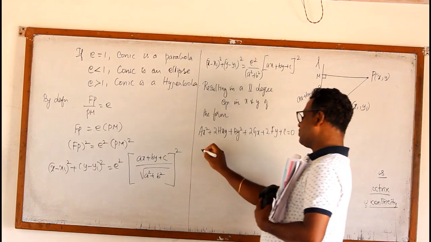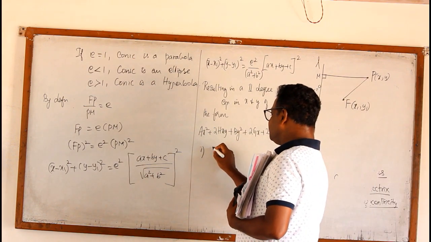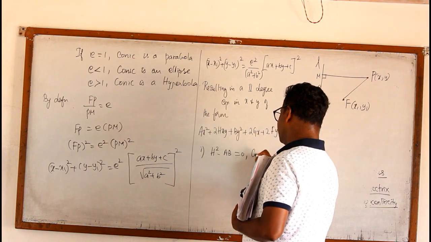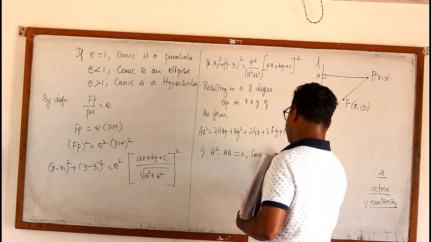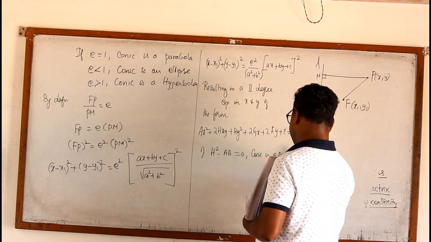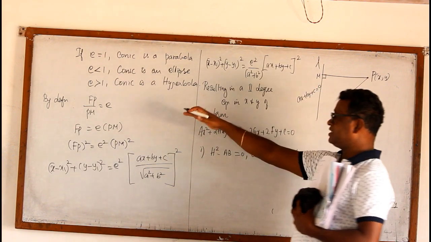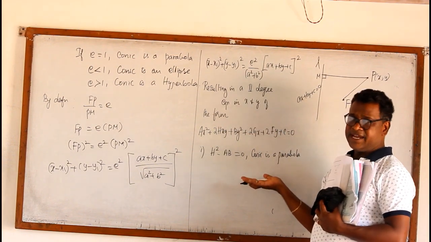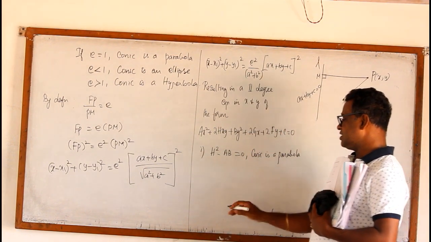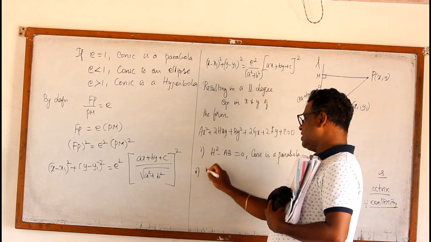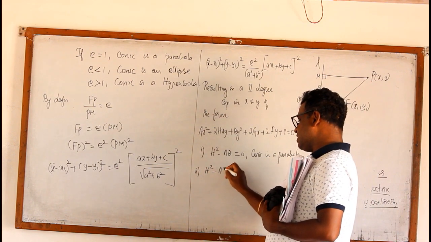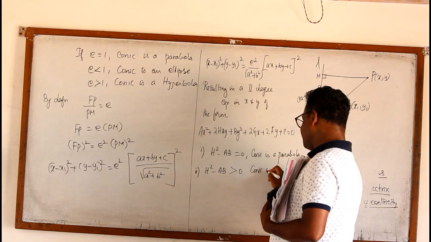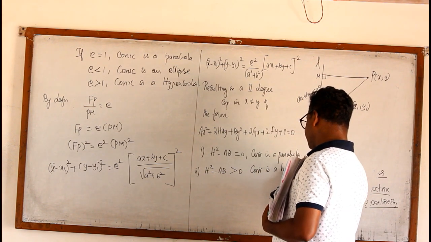In this, if h square minus ab is equal to 0, then the conic is a parabola. So after getting the equation also, we can identify the conic by taking this value h square minus ab. Similarly, if h square minus ab is greater than 0, then the conic is a hyperbola.